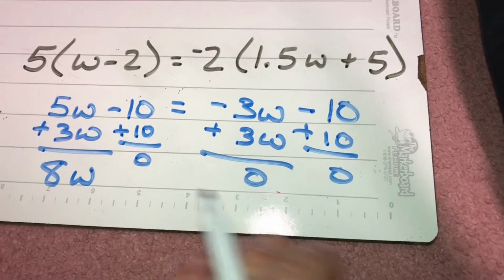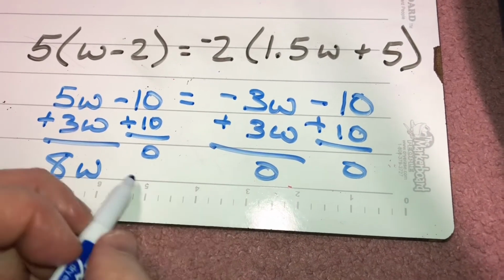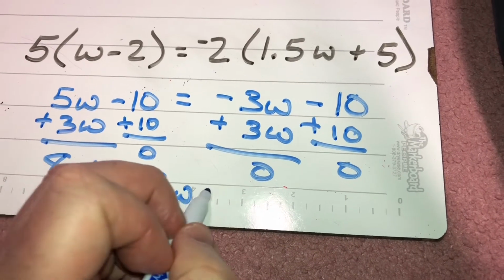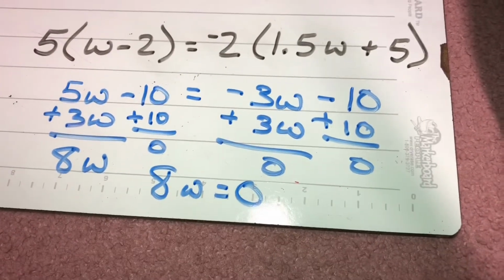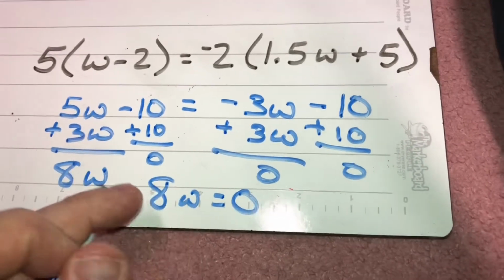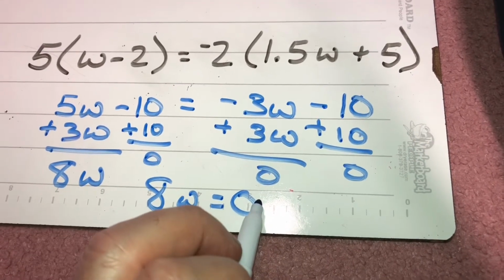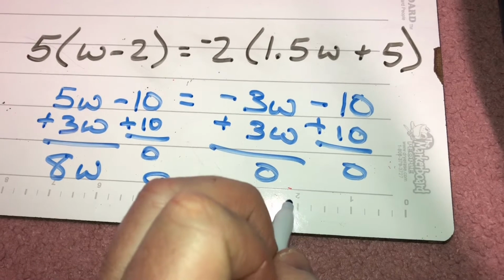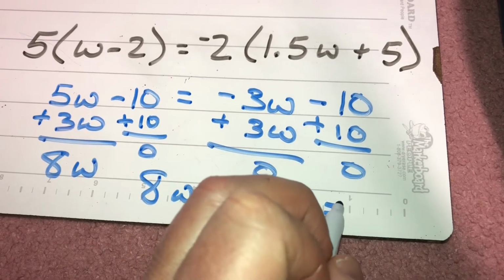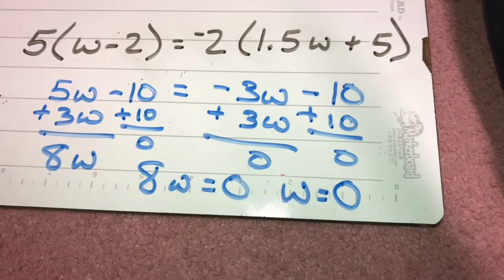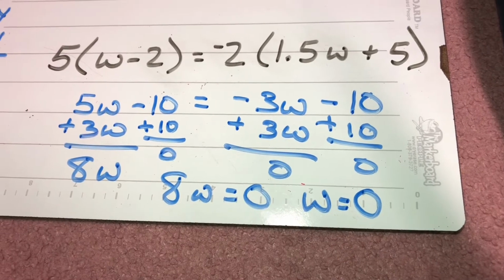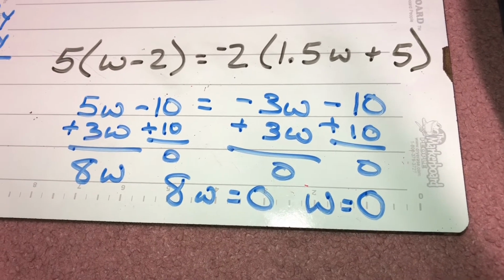That's going to give me 0. And so I have 8w equals 0. And so, well, if 8w equals 0, 8 times something equals 0, okay? And that's going to tell me that w equals 0, which would work as a solution to this equation.